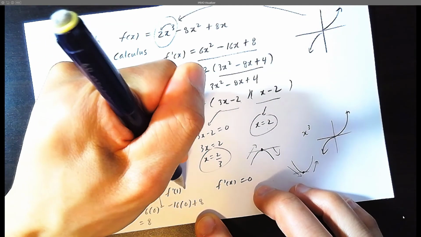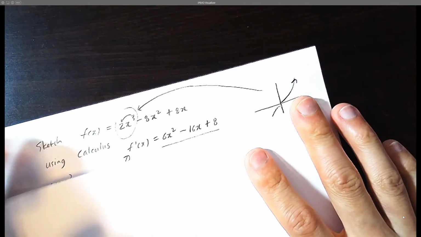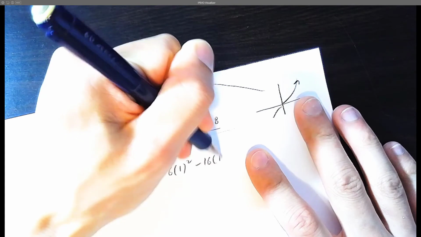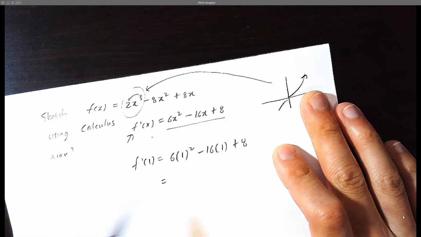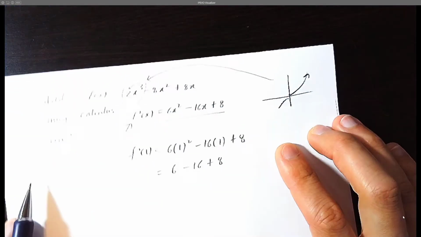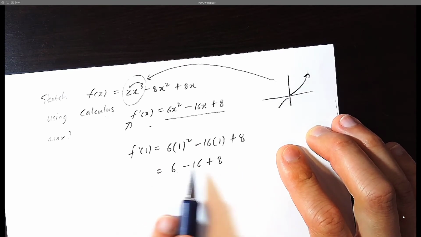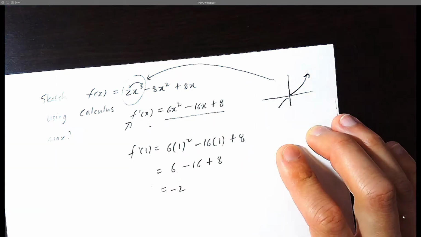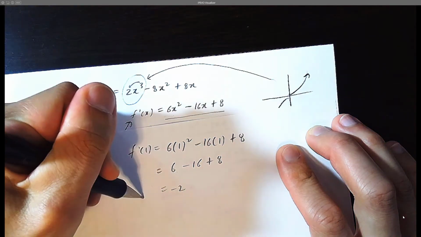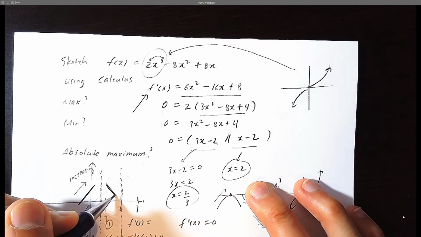What's f prime of 1? So f prime of 1, let's just focus on the derivative formula here. F prime of 1 is equal to 6 times 1 squared minus 16 times 1 plus 8. This is going to be 6 minus 16 plus 8. And as you can see, 6 plus 8 is going to be 14. 14 minus 16 is going to be negative 2. So we don't really have to calculate all the numbers. All we know for sure is that the slope is going to be negative, so therefore the graph is going to be downhill.